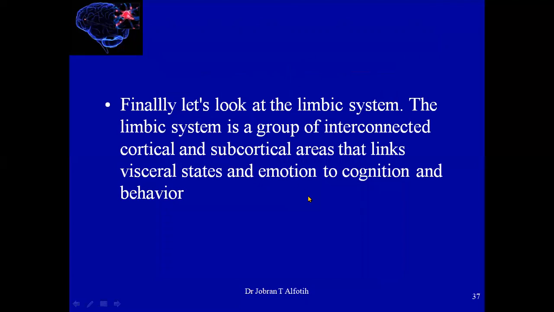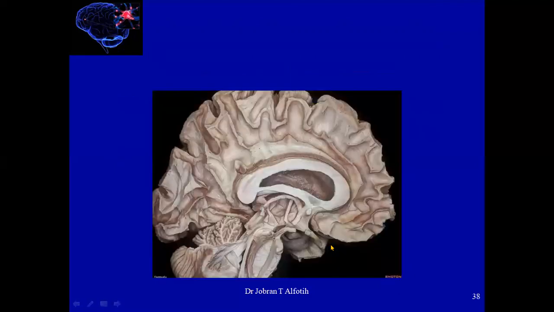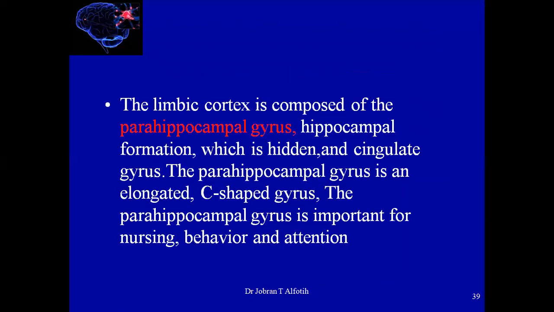So finally, let's look at the limbic system. The limbic system is a group of interconnected cortical and subcortical areas that links visceral state, emotion, cognition and behavior. This is a nice view of the limbic system. The limbic system is composed of what's called the parahippocampal gyrus, the hippocampal formation, which is hidden, and also the cingulate gyrus.